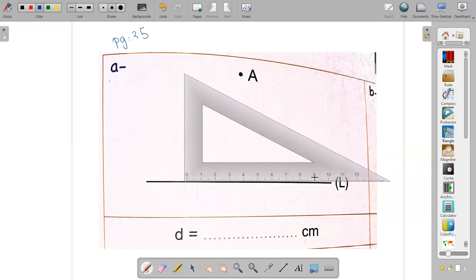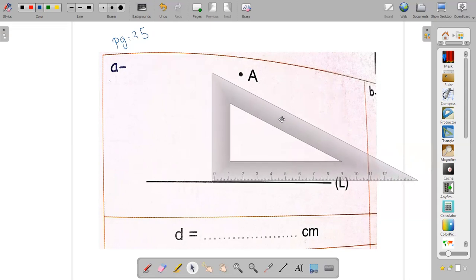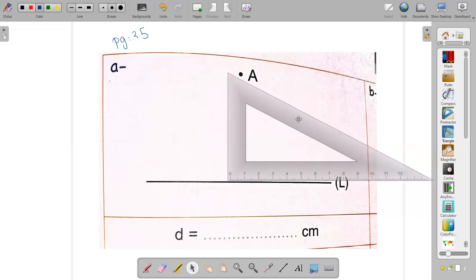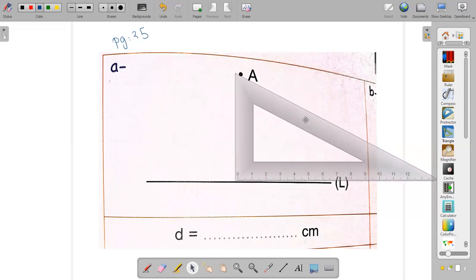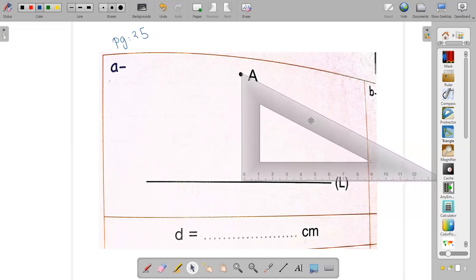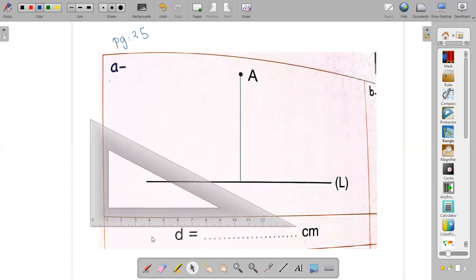Now I will move the set square until I reach the point A. Move it like this. The bottom should always touch the line. Move it till I reach the point A. I will stop, and now I will draw the perpendicular line. This is the perpendicular line. So we draw the perpendicular line.